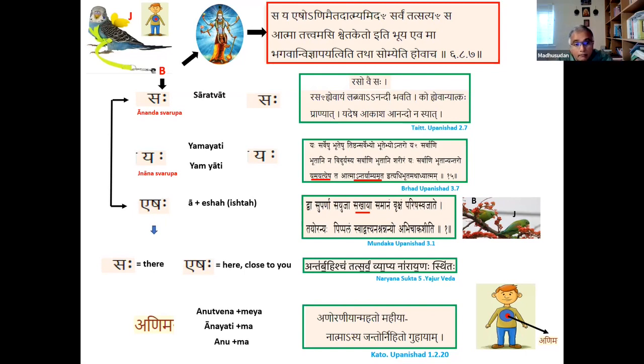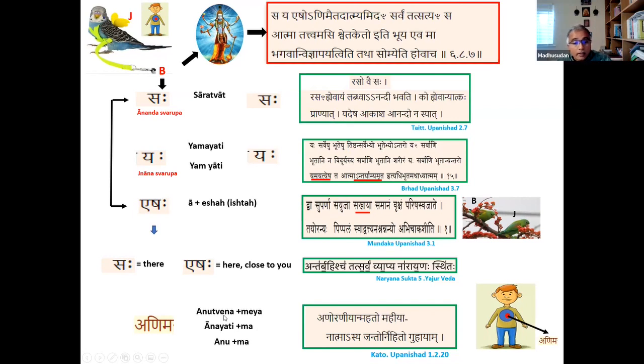He is everywhere, but how is he? He is Anima. Anima means very subtle. And of course, the etymology of Anima can be at least three types. Anutvena meya, Anayati ma, Anu and ma. Last week we discussed a lot about Anutvena meya, Anayati ma.